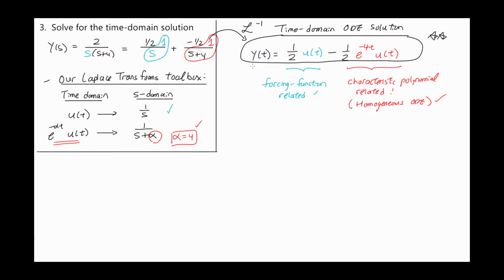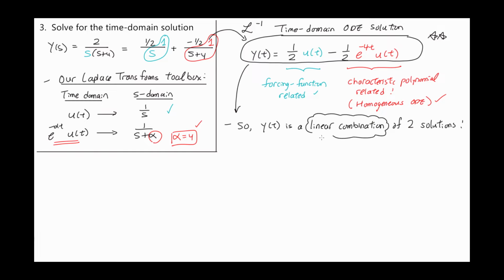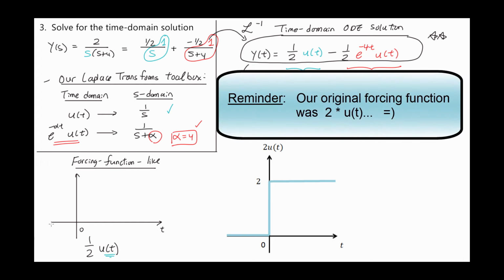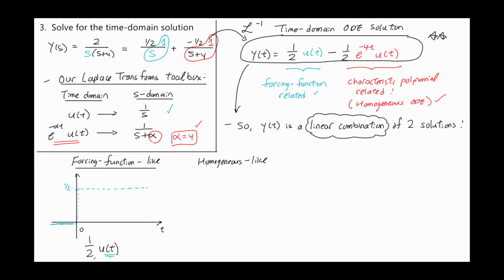Okay, so this is the final answer. And you know what? It's actually a cool linear combination, or superposition, of two separate solutions. And they look like this. So let's plot the forcing function-like term first, which is 1/2 times u(t). And this is going to be pretty easy. u(t) means nothing happens prior to t equals 0, and anything happens afterwards, you're going to get a smaller step. So it kind of looks like a forcing function, sort of.